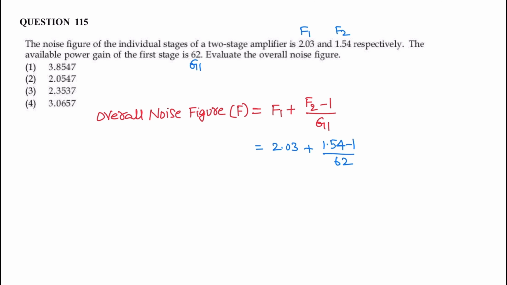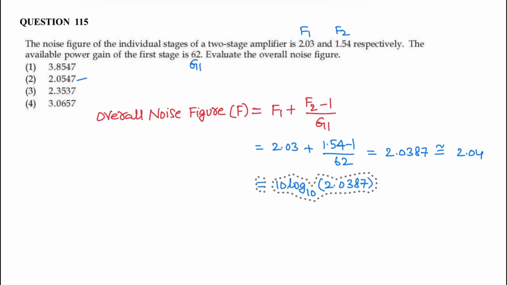So its value is 2.0387, approximately 2.04. So the nearest option is 2.05. Then in terms of logarithmic scale, 10 log of the linear value, that is 2.0387, gives 3.093 dB, approximately 3.10 dB. Here the correct option is 2, since only the linear value is asked.